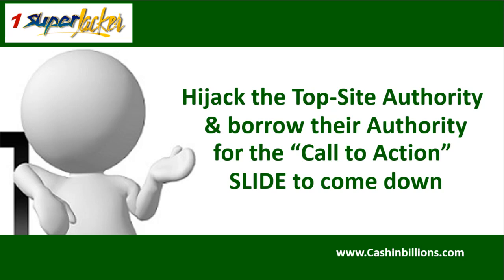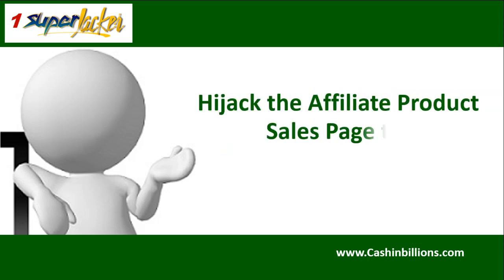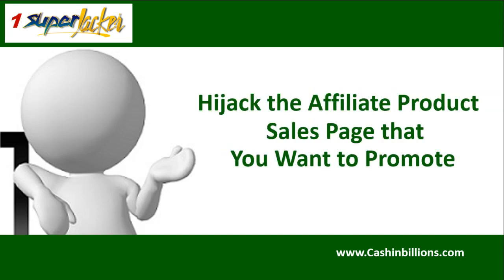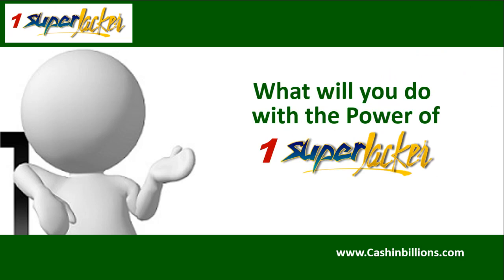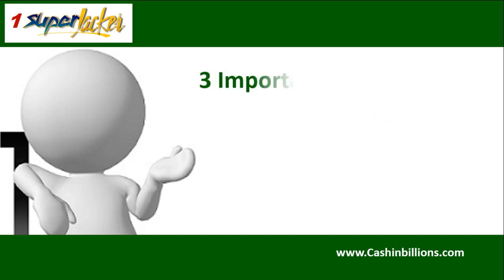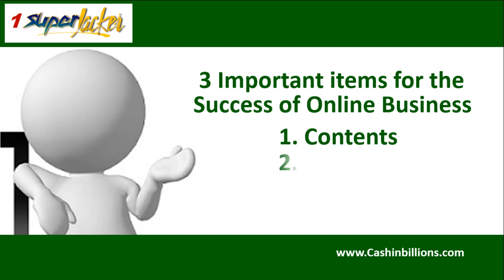Now that's one way to use the Superjacker software. Another way is to actually hijack affiliate products that you want to promote. So you can put your bonuses and your call to actions right over other people's sales page. So what will you do with the power of Superjacker? Well, you can hijack almost any other website and steal its authority. You can use its content and its authority for your own marketing purposes. With the drag and drop slide builder, you can put your call to action, your video, your buy now button, or your opt-in form over other people's content using their authority to build your list and to make sales.